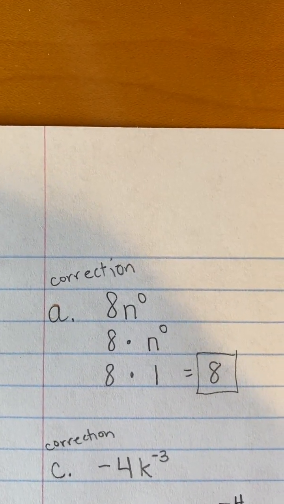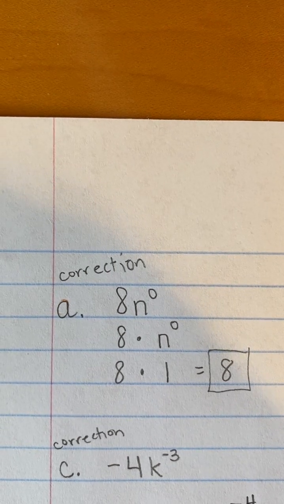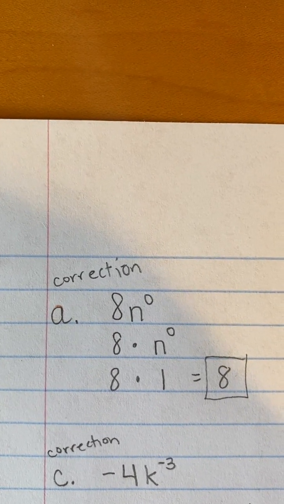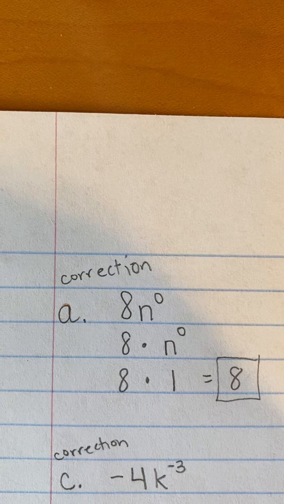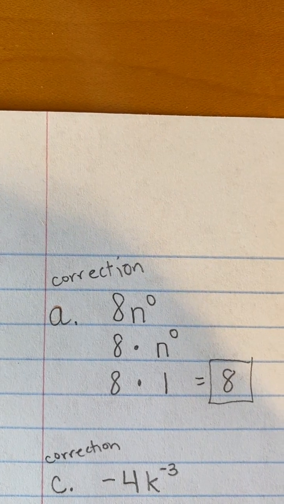So number one, or sorry, A, you got the n to the 0 equals 1, correct? But then you have to remember the 8, so it was 8 times 1 equals 8.